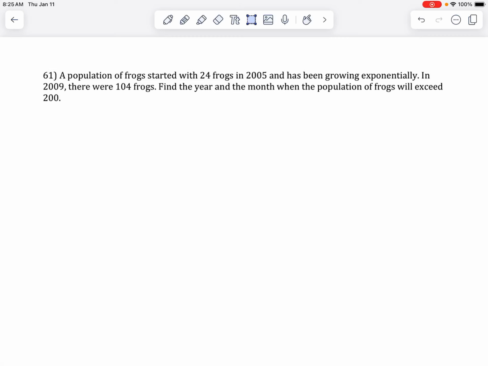Well, we've got this situation where the frogs have been growing exponentially. By that, I don't mean one single frog is getting bigger and bigger, but exponentially means that the population could be modeled with the PERT formula. And we first need to find out what R equals.